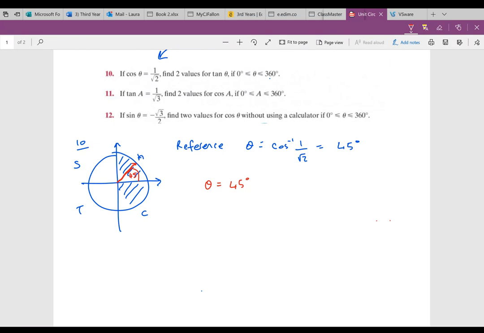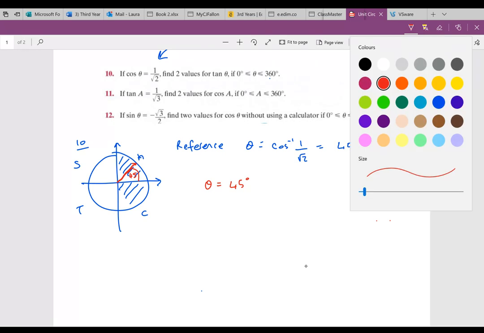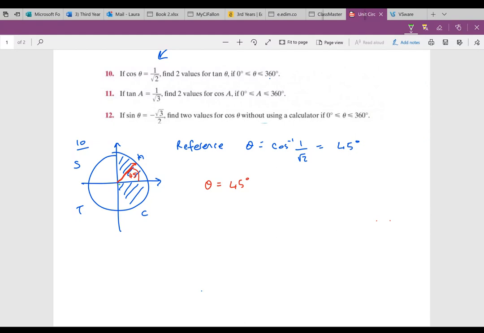However, the second quadrant that I'm interested in is this one down here. So let's take green. So the second quadrant is down here, and that means that there is a reference angle here of 45 degrees. Now that is 360 minus 45 degrees. So that means cos theta is equal to 1 over root 2 for 45 and 315 degrees. So they're my two angles.